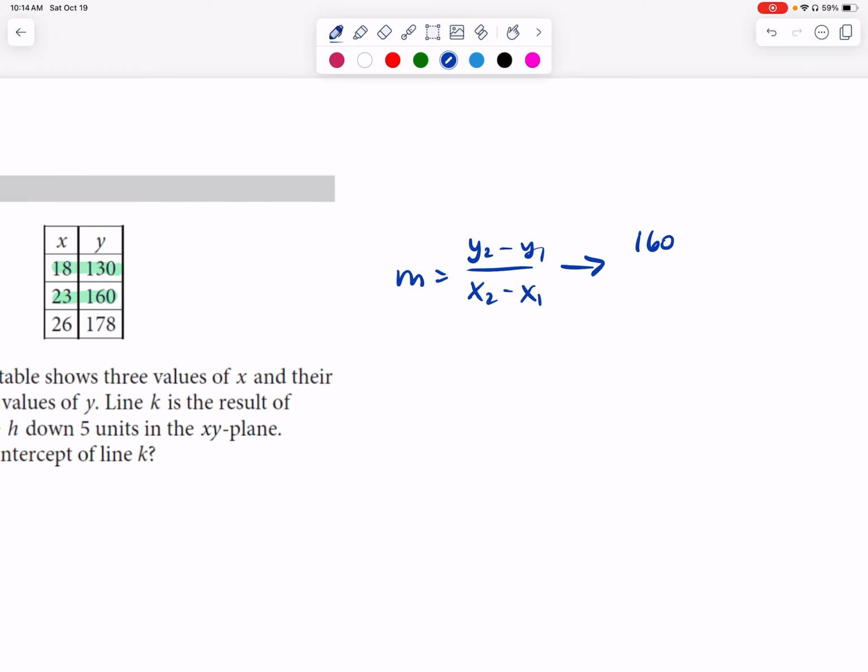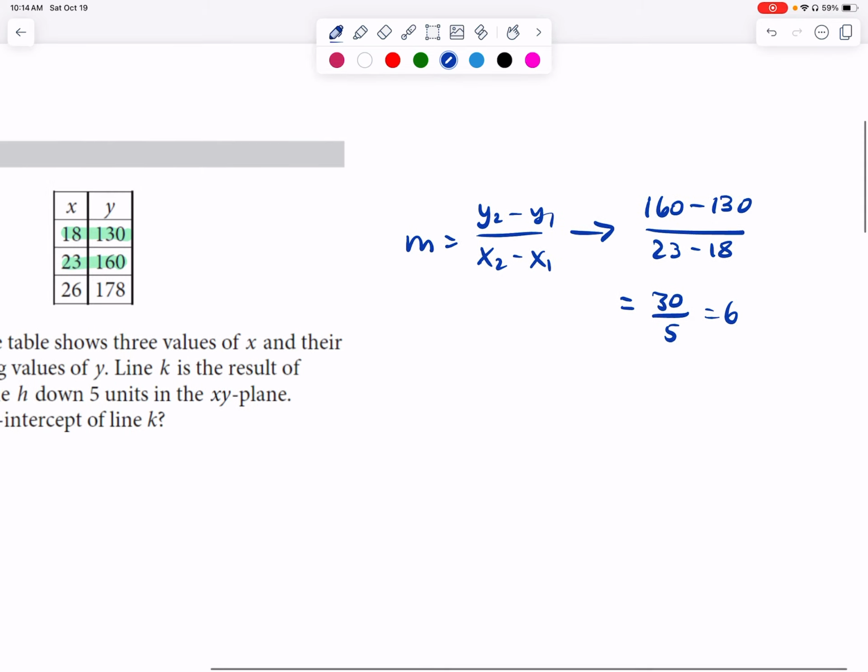So 160 minus 130 over, and now keep this in the same order. I went 160 minus 130, so I need to go 23 minus 18. So simplifying across the top, I have 30, and on the bottom, I do believe that's 5, for a slope of 6. Okay, so my line has a slope of 6.